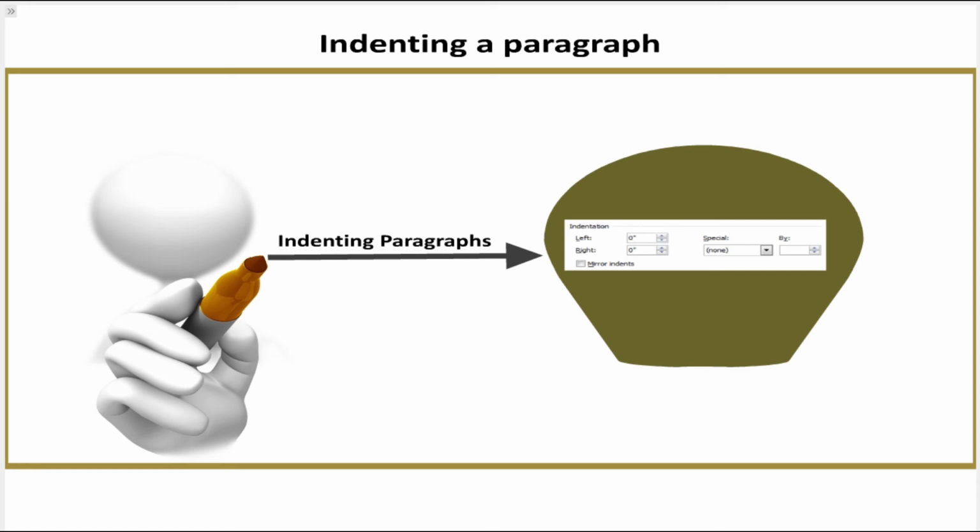You can also indent only the first line of a paragraph, which is called a first line indent, or indent all lines except the first line, which is called a hanging indent. Paragraphs can be indented using the ribbon, the horizontal ruler, or the Paragraph dialog box.